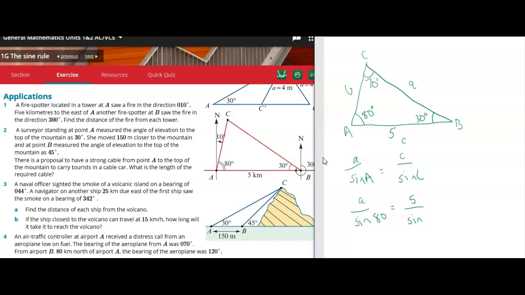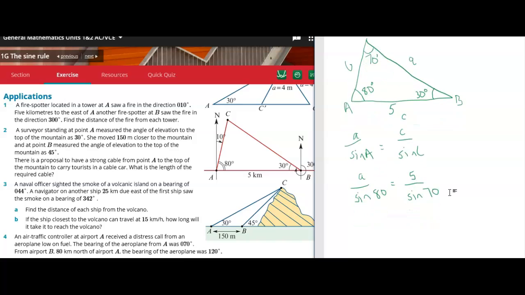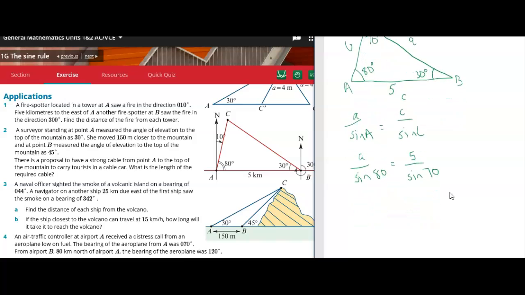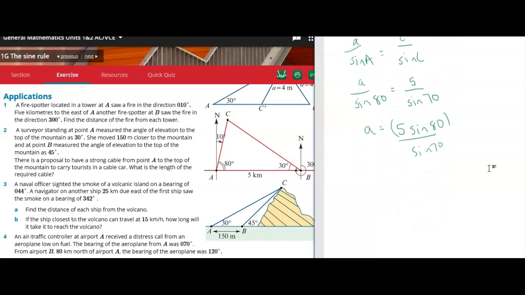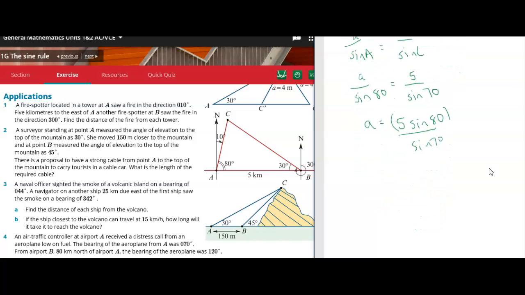And big C is 70. I'll just scroll down. All right, so to get rid of the sine 80, we multiply sine 80 to both sides. So we're going to be left with 5 sine 80 over sine 70. And just make sure when you put that in your calculator, you use brackets. I'm not going to go ahead and do that because I've got a lot of videos to do tonight, and I'm sure you can put that in your calculator.